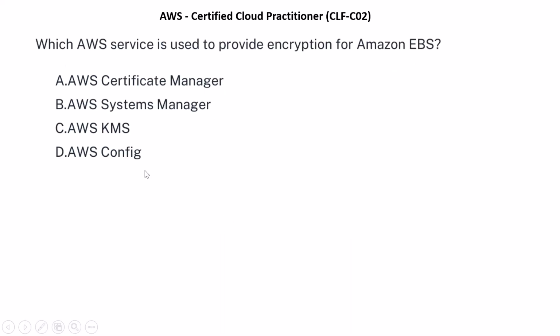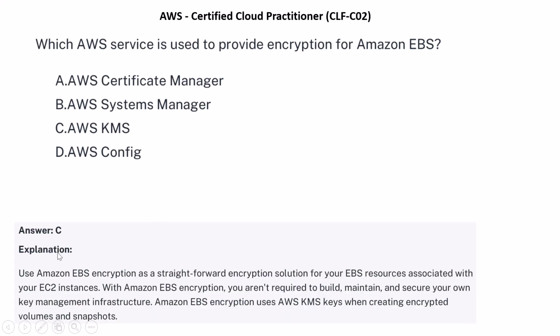Next question. Which AWS service is used to provide encryption for Amazon EBS? EBS means Elastic Block Store. The options are option A, AWS Certificate Manager, option B, AWS Systems Manager, option C, AWS KMS, option D, AWS Config. The correct answer is option C.